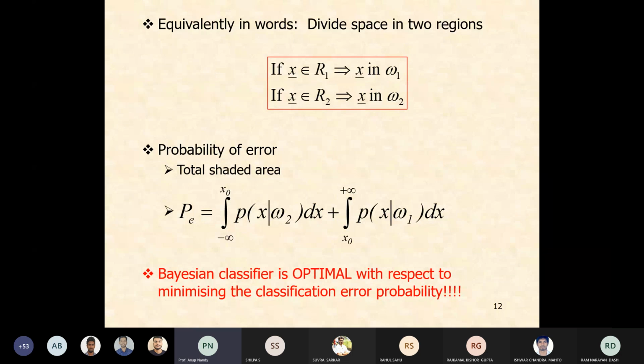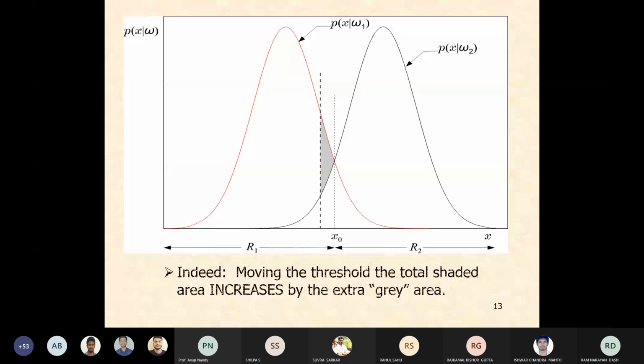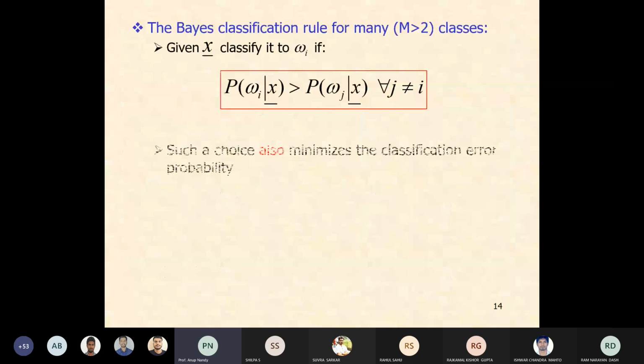Now you need to minimize a modified version of this, in which you will have lambda 12 P(W1). Here you minimize the average risk.